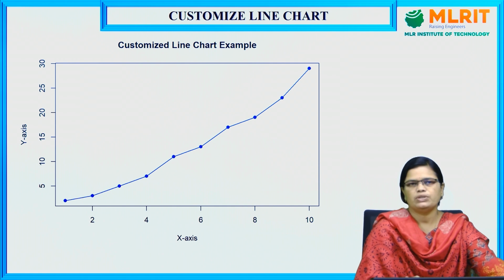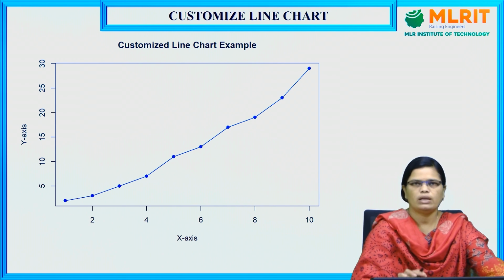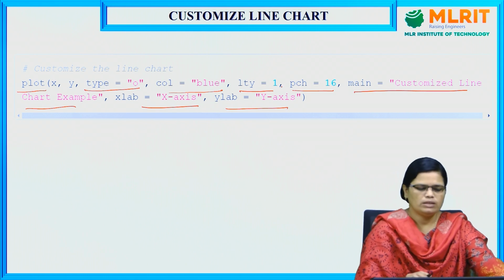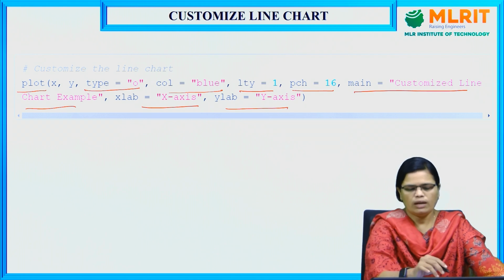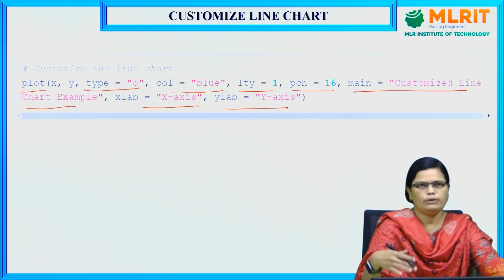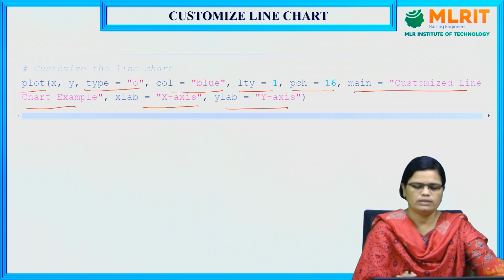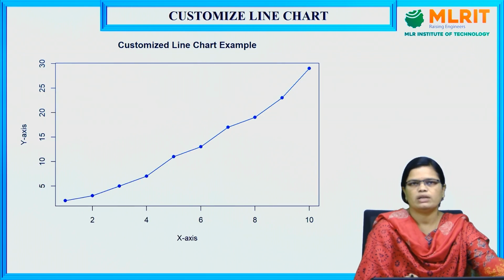Now look at here, for the line chart we have changed the color to blue. The blue color line chart is displayed here, and we have taken the type equal to 1, so there is not much change in the line type. When you change the numbers, sometimes you will get a dotted line, something like that. We'll see that in the coming visualizations.